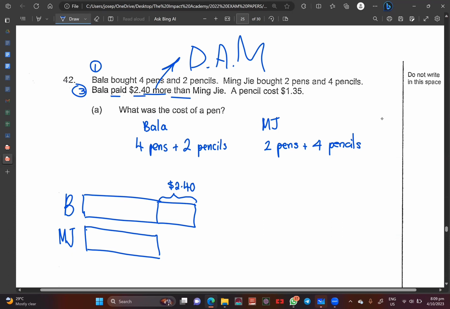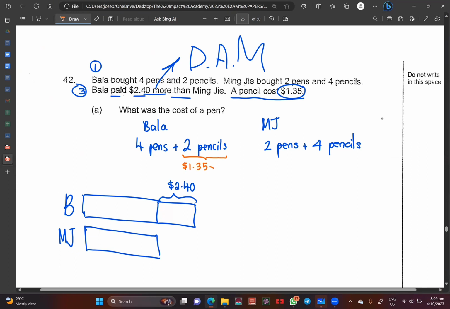And I don't know much from there. I don't know what else to do. Correct or not? Now, but what I know for sure is that a pencil costs how much? $1.35. So can I go and find the cost of these 2 pencils first? Can I find the cost of these 2 pencils? I will be able to do so, correct? How much would that be?